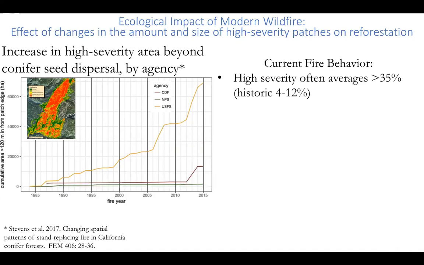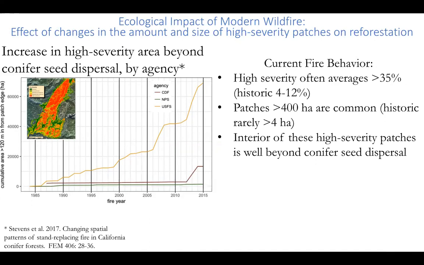There's lots of good quantitative evidence, both from California and from across the Western US, that we're seeing increases in the percentage of high severity fire, which often averages above 35%, where a historical range of variability may have been more around 4 to 12%. And arguably more importantly, we're seeing increasingly large patches. There's some data in that paper about that as well, with patches in excess of 400 hectares, where a historic range of variability would have rarely exceeded 4 hectares. The implication is that the interior of these high severity patches is well beyond conifer seed dispersal.